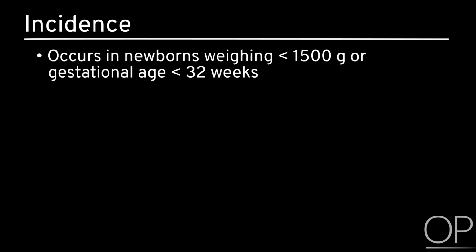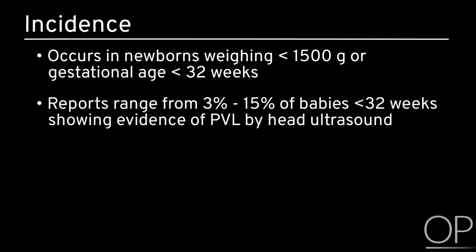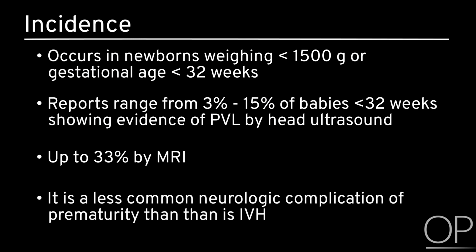PVL occurs primarily in the patient population of newborns with birth weight less than 1,500 grams or gestational age less than 32 weeks. The reported incidence of PVL varies widely depending on the mode and criteria of the neuroimaging, as well as the gestational age range and risk factors of the population. Reports range from 3% to 15% of babies under 32 weeks showing evidence of PVL by head ultrasound, and up to 33% by MRI. It is a less common neurologic complication of prematurity than is IVH.